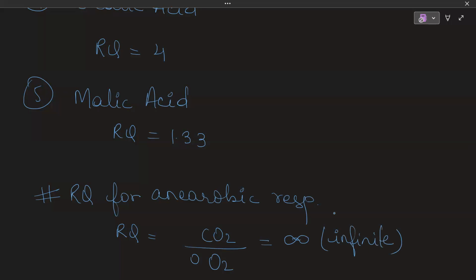Okay. Any doubts up till now? No. So with this, we have completed the chapter that is respiration in plants. Now tell me, how do you people feel? There are so many things to learn.